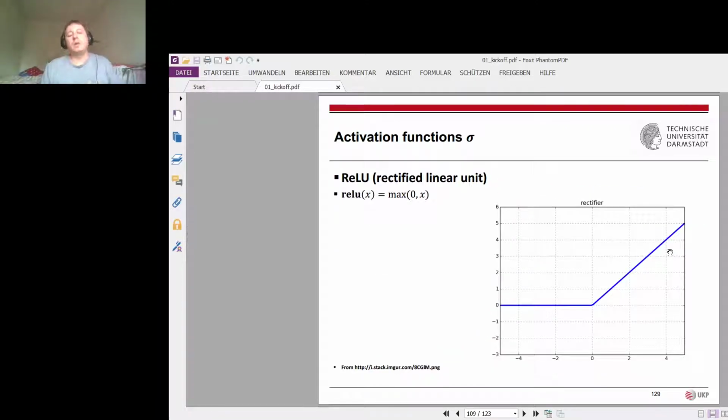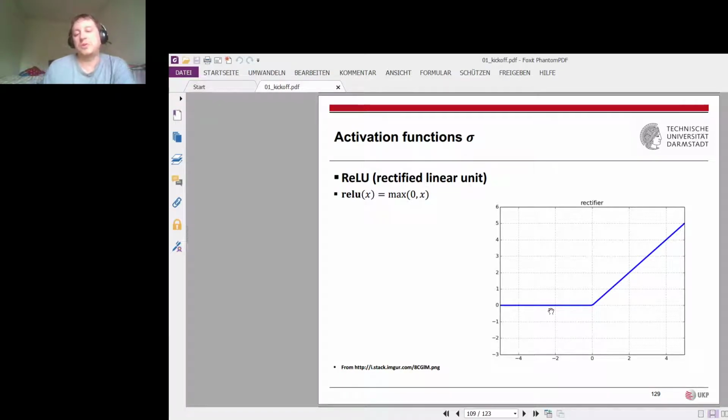And then only in the 2010s, or 2010, people introduced another activation function, the so-called ReLU, rectifier linear unit. And this has a much simpler shape also. It's just the maximum of 0 and x. So in the positive region, it's actually just the identity function, and in the negative region, it's 0.